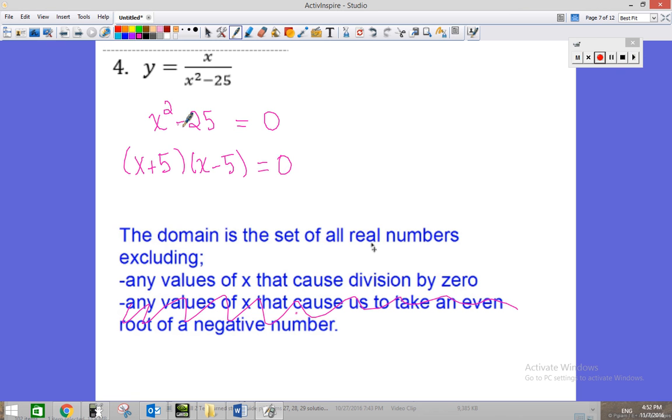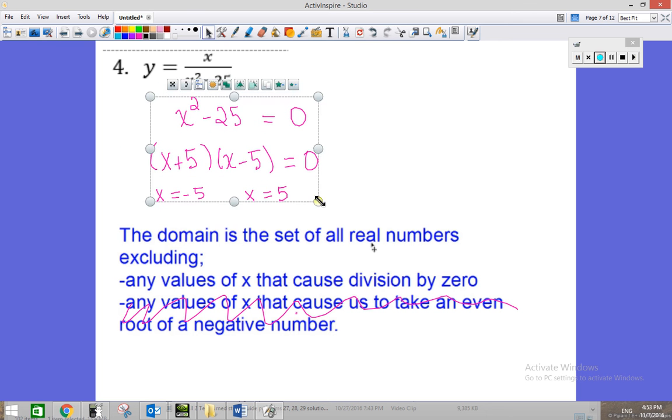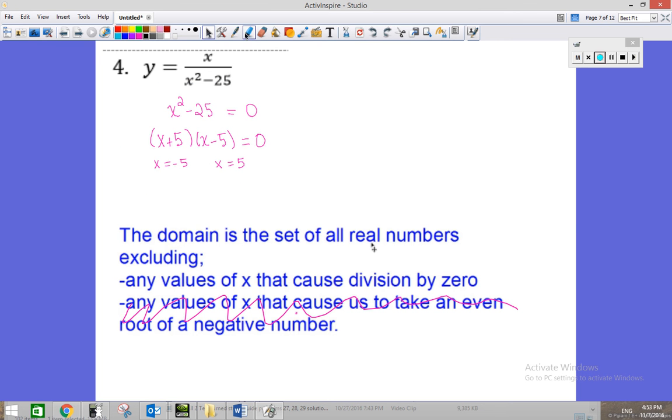People ask me, could you add 25 and take the square root of both sides? And you can, as long as you put the plus or minus in front of your radical, because we get answers of -5 and +5 as two solutions to this equation, and they're the only solutions. So those are the only values that I'm going to exclude from the domain. Every other value is okay.